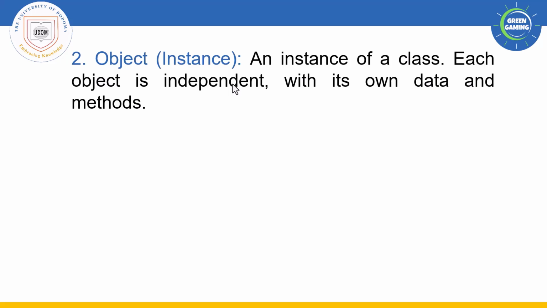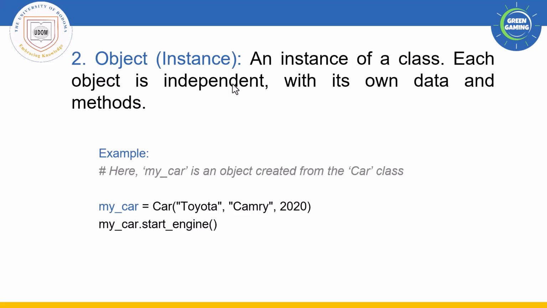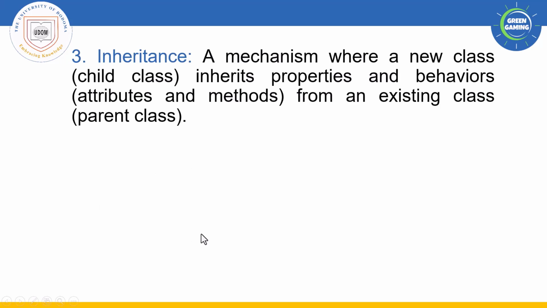Take the example of a car. A car is a class or blueprint, but we can have different objects from it, like a car with a model BMW or Volkswagen or any kind. I think you understood well. So for instance, here my_car is an object created from the Car class. We created it from this Car, which has Toyota Camry and the year 2020. Also, my car has a method called start engine.